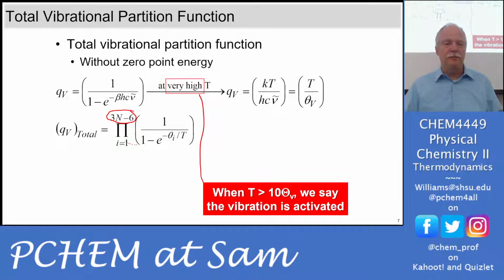So this is this capital pi. If you come across it pretty rarely. Capital sigma is a sum. This is a product. So capital pi is a product, and it's the product of all of these partition functions, starting with vibrational mode 1 and going up to vibrational mode 3N minus 6.